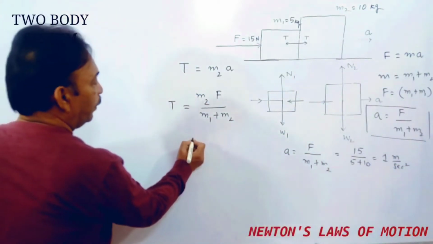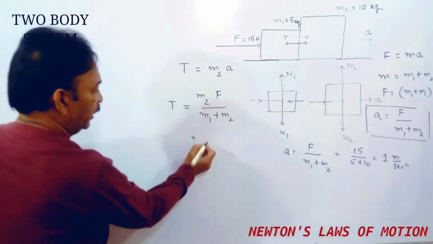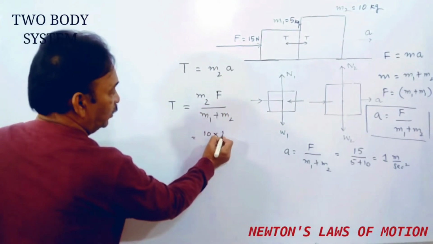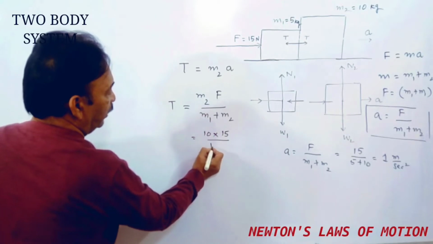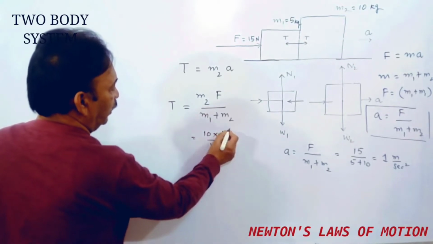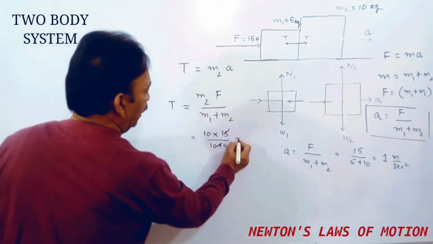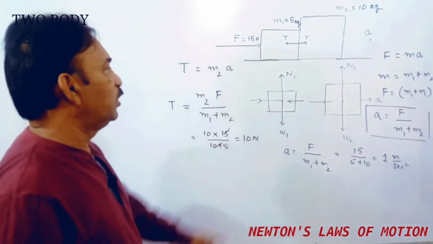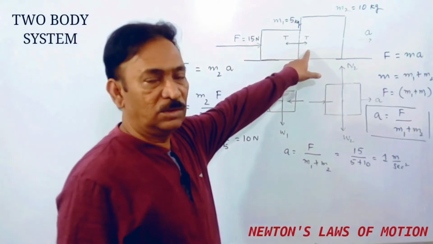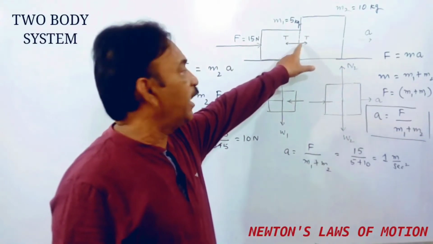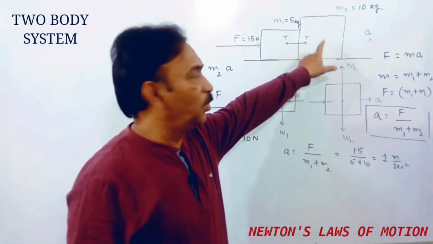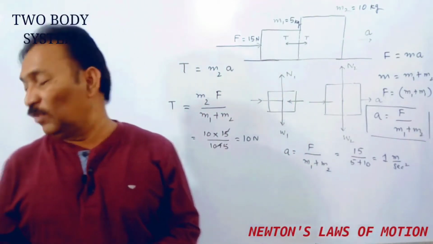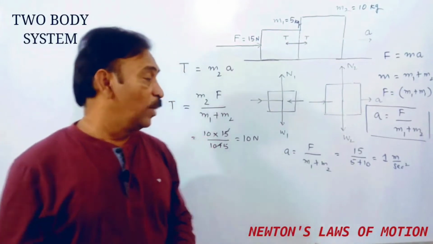In the same way, we can find the contact force. m2 is equal to 10, and it is 10 times 15 by 10 plus 5. These two get cancelled, and we get the tension T. Students, the tension force, that means the contact force acting on this body, is equal to 10 Newton. In this way, we can solve a problem which has two masses.